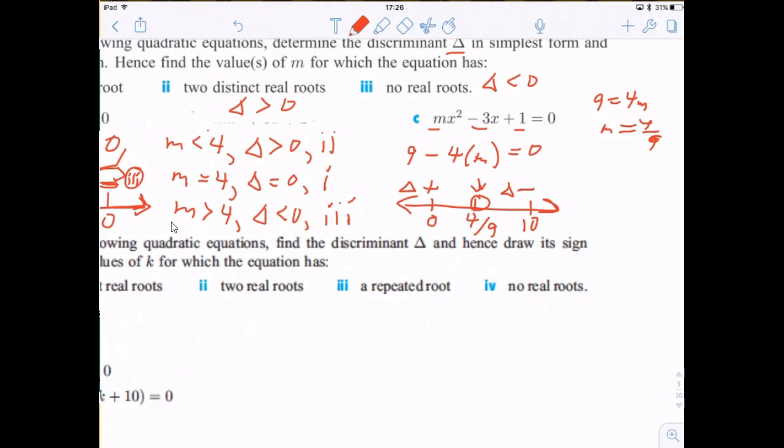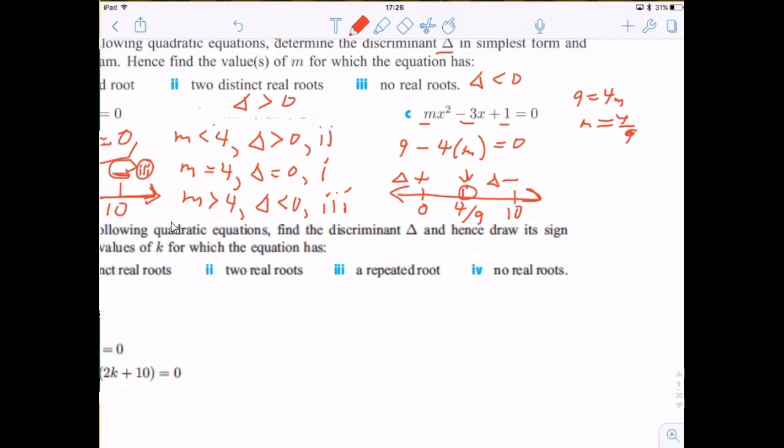So if I was going to write the solution all out, I would say when m is equal to 4/9, then delta is equal to 0. When m is greater than 4/9, then delta is negative. And when m is less than 4/9, then delta is positive. Okay, and then remember that when delta is positive, that means it has two distinct real roots. When delta is equal to 0, it has a repeated root, etc.